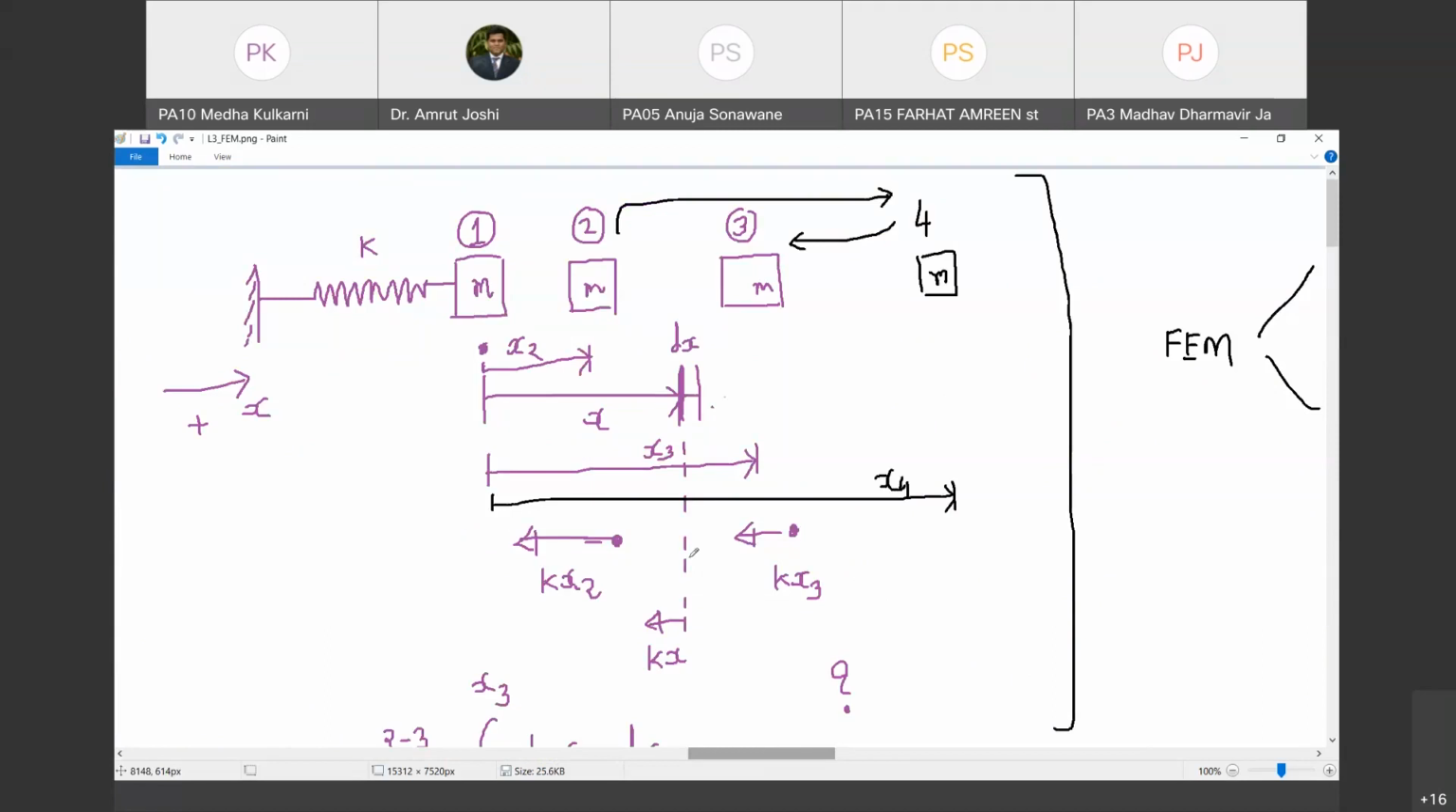So this is the place where we are going to stop today. Have a good day. अगर किसी को कुछ डाउट है तो पूछो.